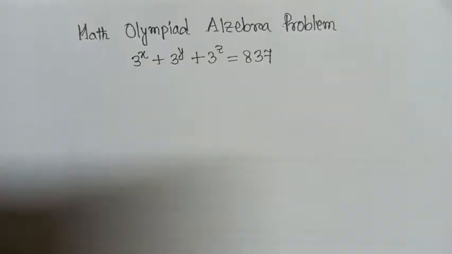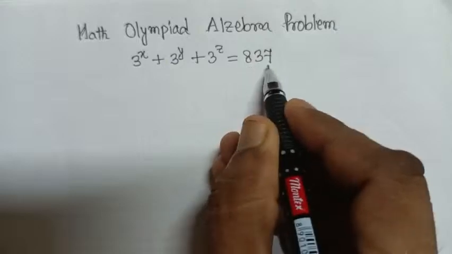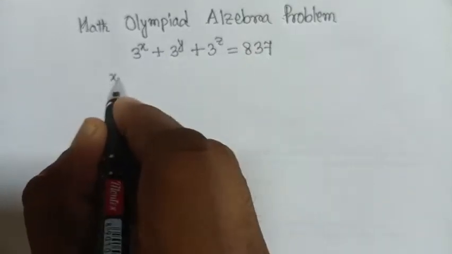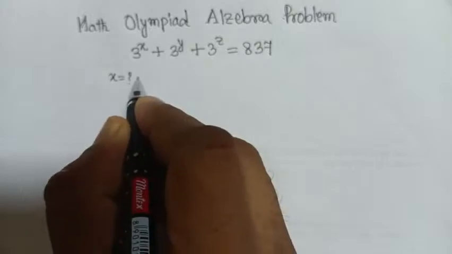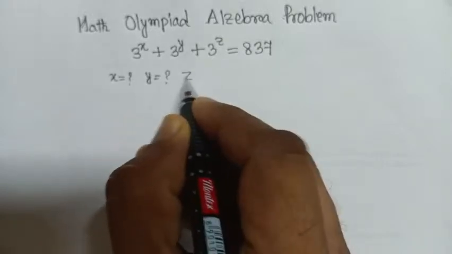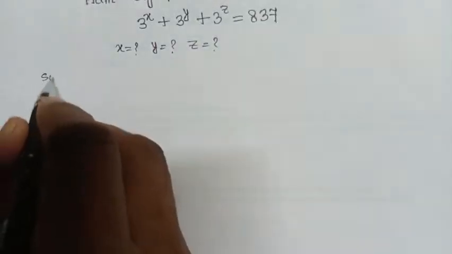Hello friends, hope you are doing well. Today we are going to solve an interesting algebra equation, that is 3 to the power x plus 3 to the power y plus 3 to the power z is equal to 837. So we need to find the value of x, y and z. So let's start the solution.